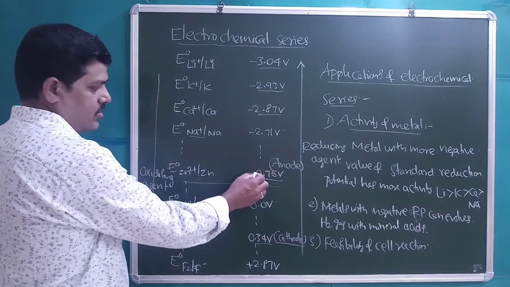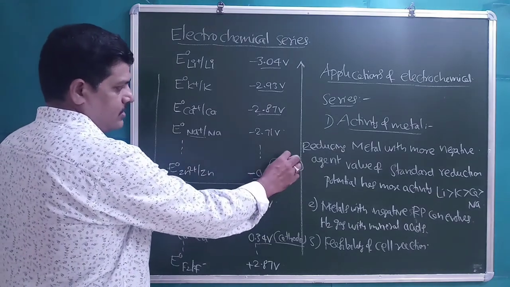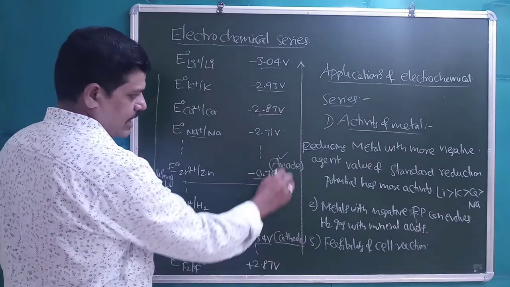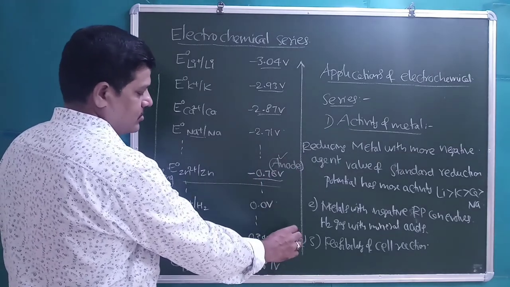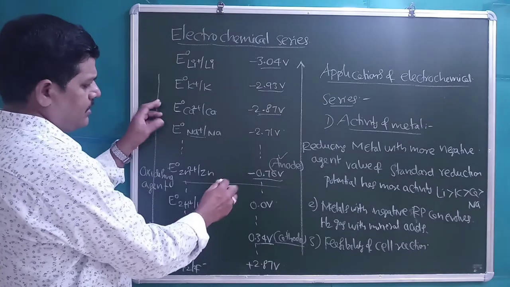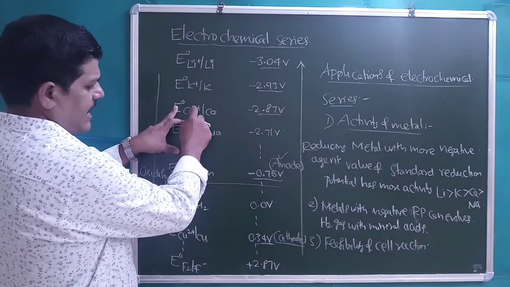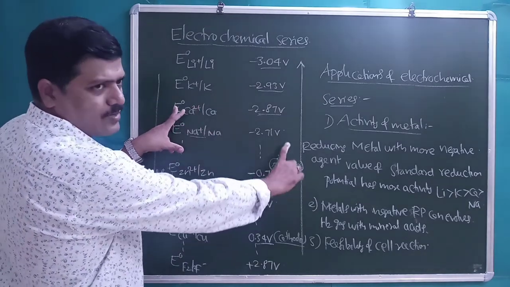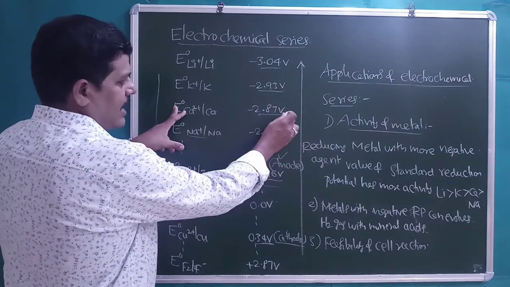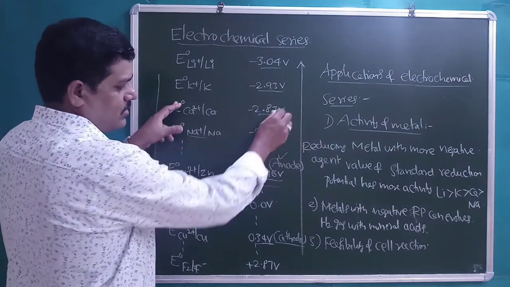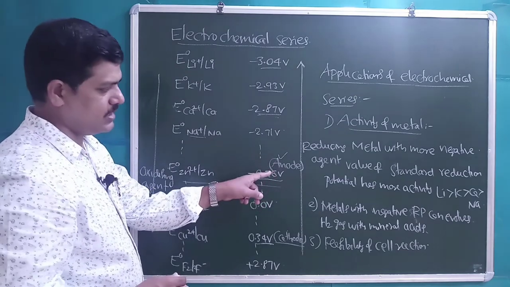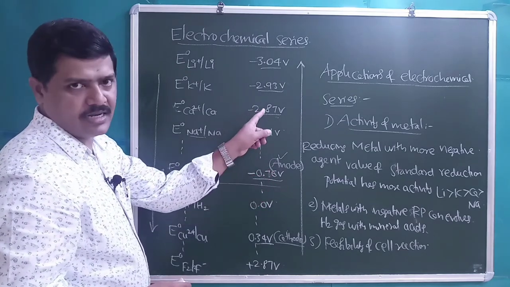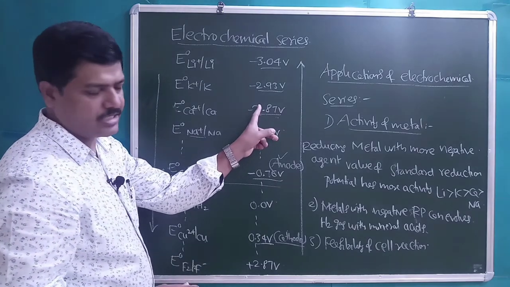The metal with the more negative reduction potential should act like an anode, and the other metal should act like a cathode. For example, if you are coupling zinc with calcium, both have negative reduction potential, then calcium will act like an anode and zinc will act like a cathode, because it is coupled with the metal which has more negative reduction potential.